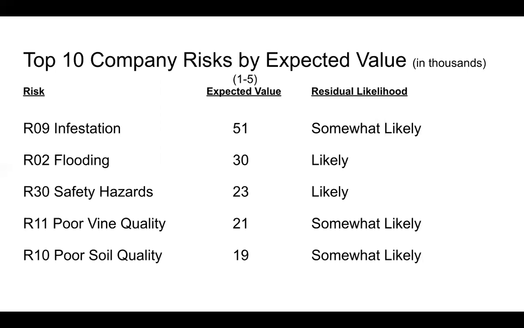And here are the top 10 risks that the company is taking on by expected value. So here we have infestation, that would be by insects. That is at the highest impact on our project. So that will be mitigated. And over here on the right, you see the residual likelihood.